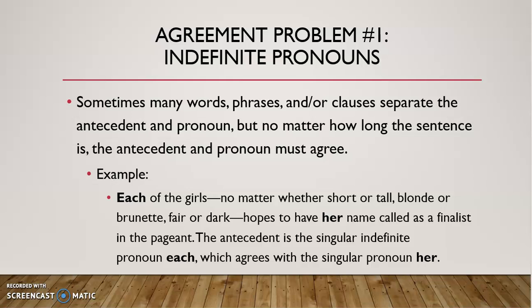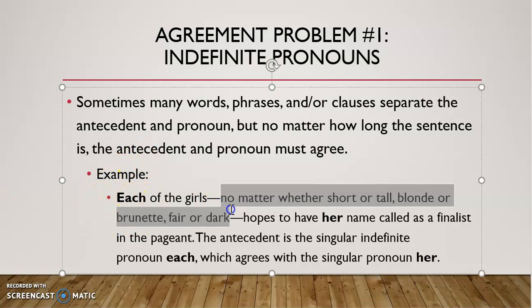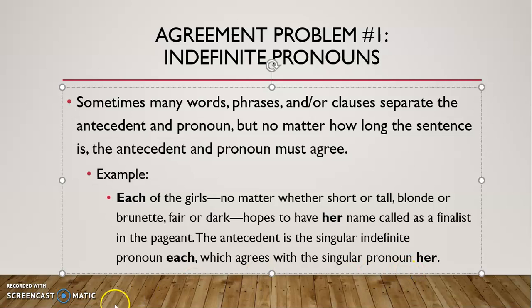Sometimes many words, phrases, and/or clauses separate the antecedent and pronoun, but no matter how long the sentence is, the antecedent and pronoun must still agree. In this example, each of the girls, no matter whether short or tall, blonde or brunette, fair or dark, hopes to have her name called as a finalist in the pageant. Notice that there's a long piece of text here that breaks up the antecedent and the pronoun, but you still have to make sure that they match, each and her. All right, the antecedent is the singular indefinite pronoun each, which agrees with the singular pronoun her.